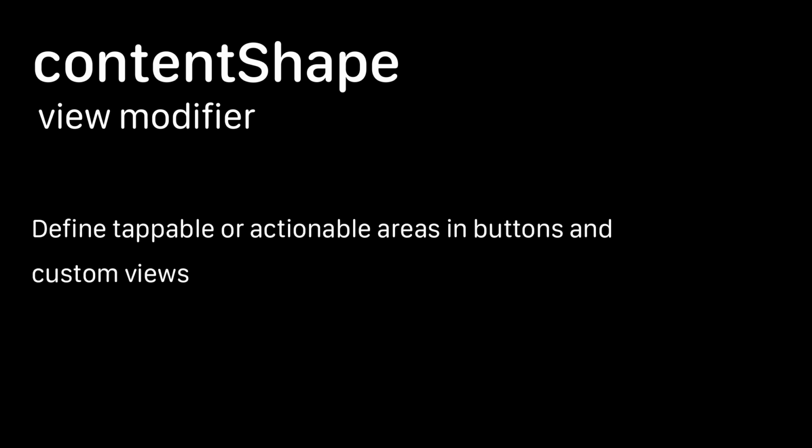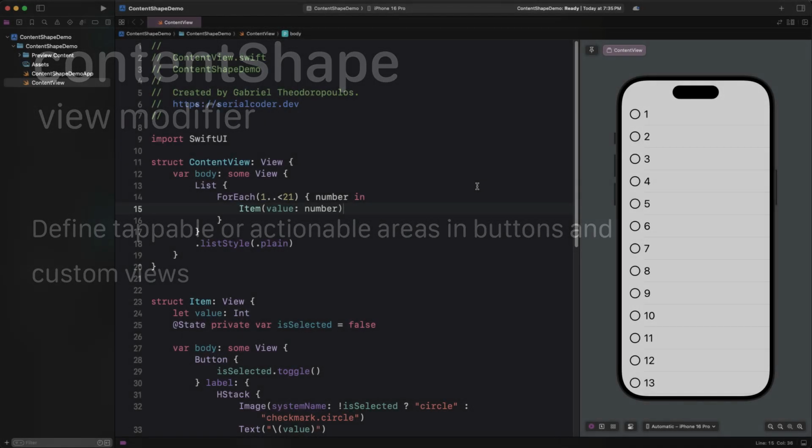Today I'm focusing on a view modifier that becomes handy quite often, especially when using buttons or creating custom tappable views. And what I'm really talking about is the contentShape view modifier. This modifier is purposed to define tappable or actionable areas when they are not so by default. To see how it works, let's jump straight into an example.